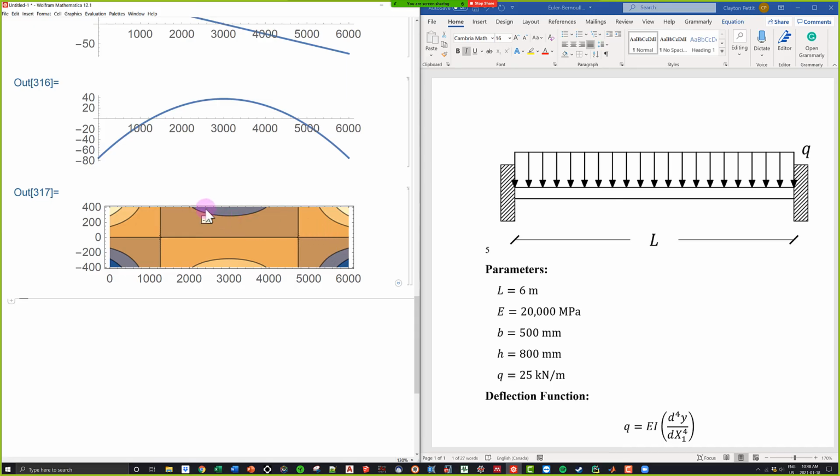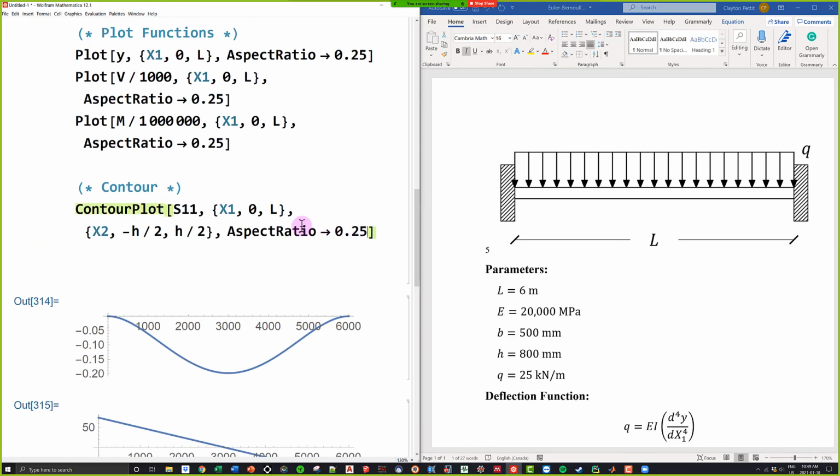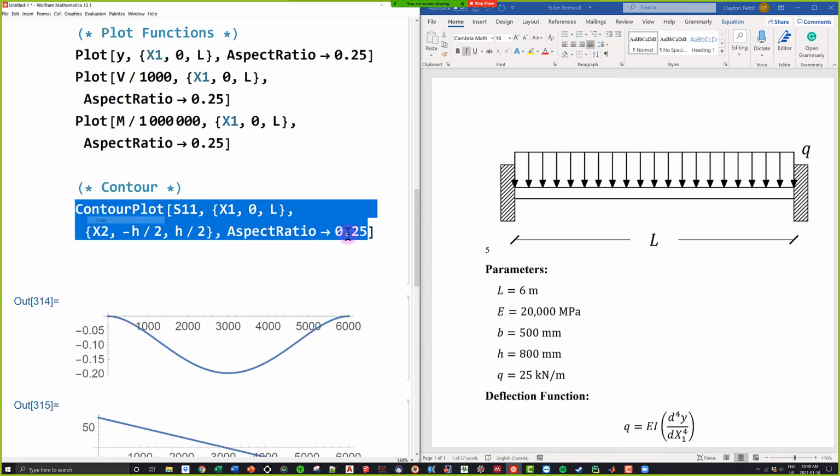And this makes sense. We can see up here that we have compression at the top of the beam in the midspan, and we have tension at the bottom. Makes sense. Near the supports, we have compression near the bottom and tension at the top. Makes sense yet again. So that's how we basically plot them. Again, once you define one, it's easy to go to the other.